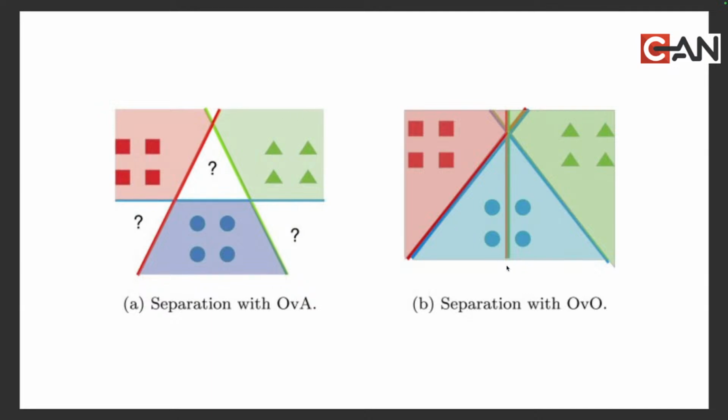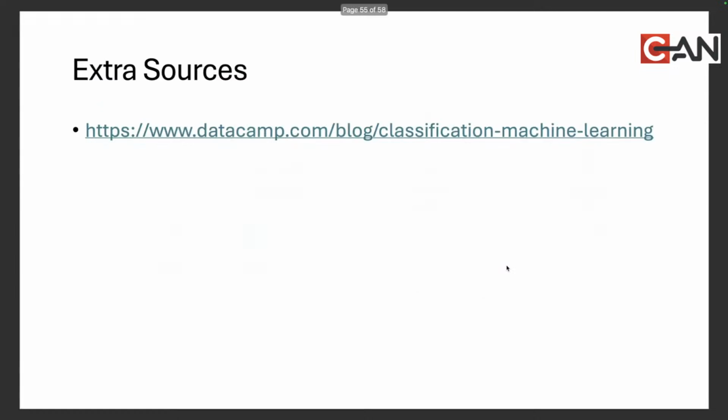So the advantage of 1 versus 1 is you're forcing it to make a decision. You're saying you must choose. You can't be on the fence. So that's one example.